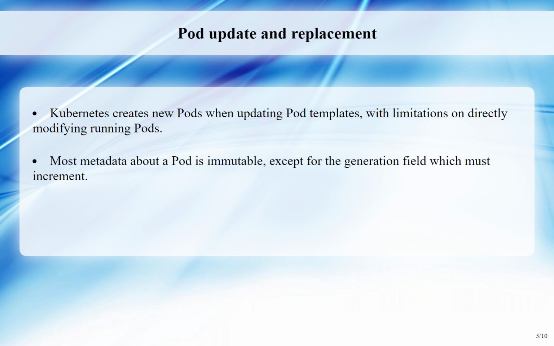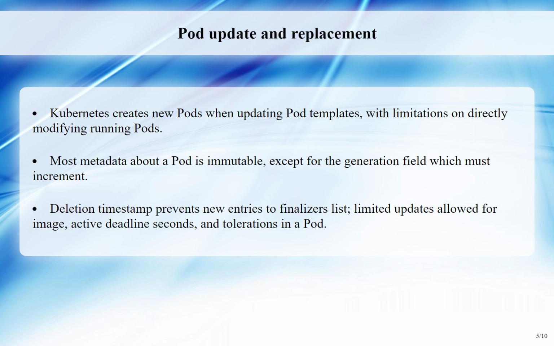Most metadata about a pod is immutable, including namespace, name, UID, and creation timestamp. The generation field must have values that increment. If a deletion timestamp is set, no new entries can be added to the finalizer's list. Changes to a pod's image, active deadline seconds, or tolerations are permitted, with restrictions on the types of updates allowed for the active deadline seconds field.